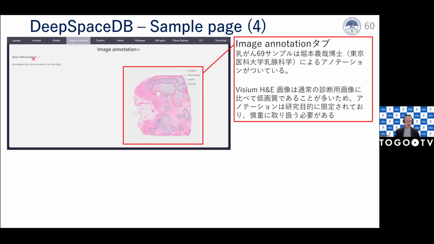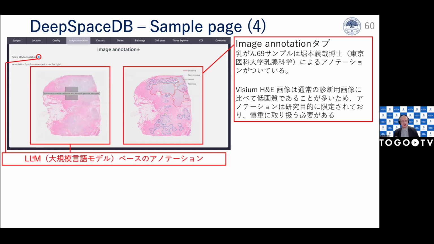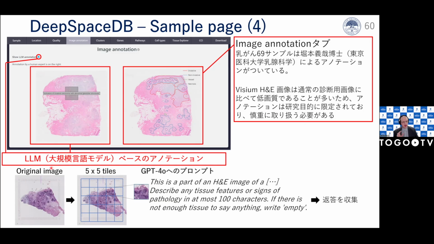In addition to that, if you click here, you can see the annotations made using a large language model. This is what we did. For every image, we cut it into a grid like this. And then we give each part to GPT and say, please tell us what you see here. We collect those annotations and put them in the database. So this is what's shown here.